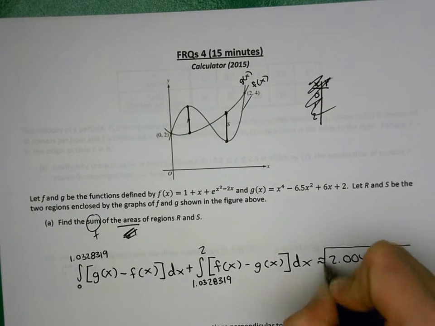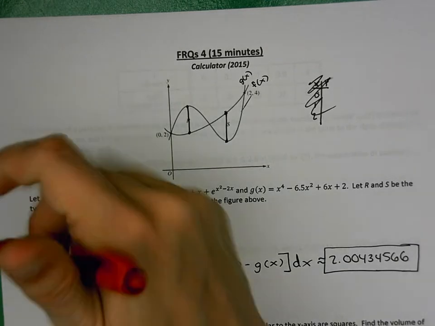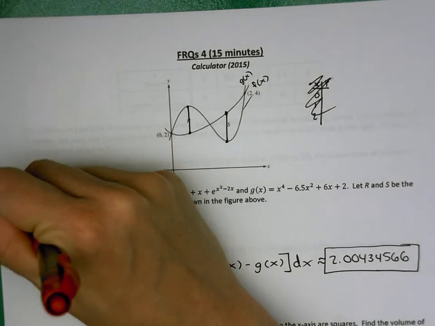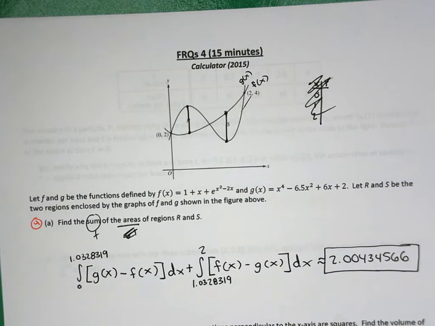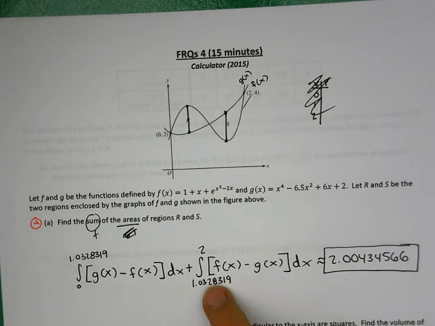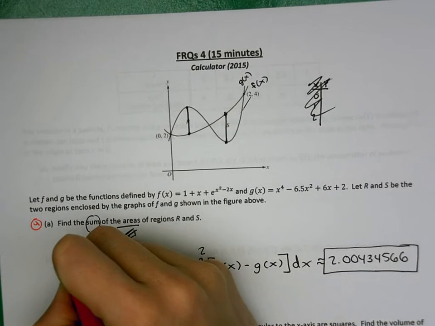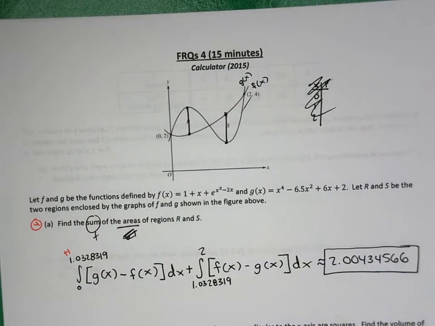Remember, you only have to be accurate to 3 decimal places, so you could write it as just 2.004. Okay? This one was worth 4 possible points. Your points are as follows. First one is for your limits, your 0 to the intersection, your intersection to 2. And so 1 came from the limits.